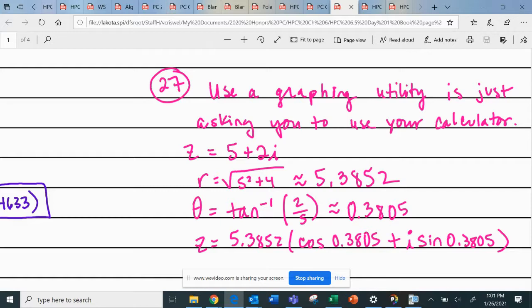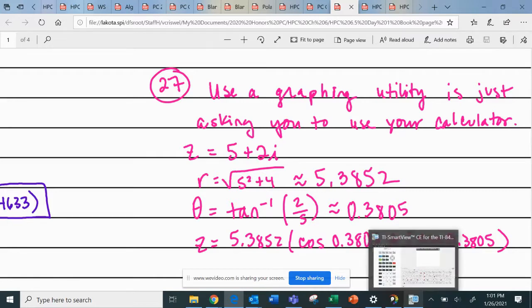And to do that, we had to find the absolute value of z, which is that r. And we had to find tangent, which you would do all of that on your calculator anyway. And then we would put that into the trigonometric form. So there's a different way of doing it on your calculator. So we're going to do 5 plus 2i.